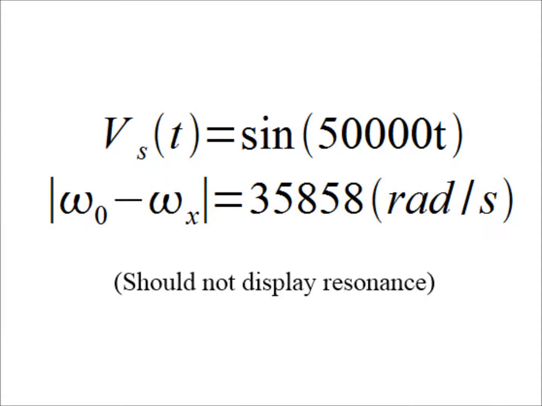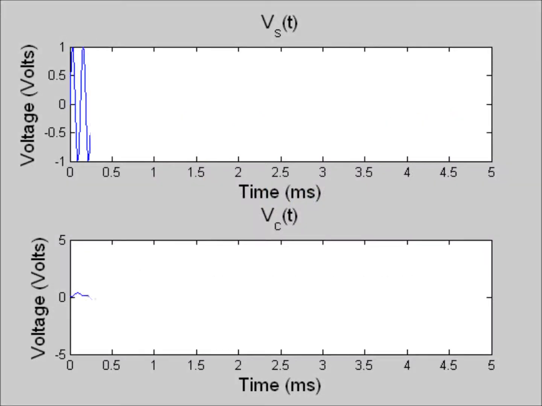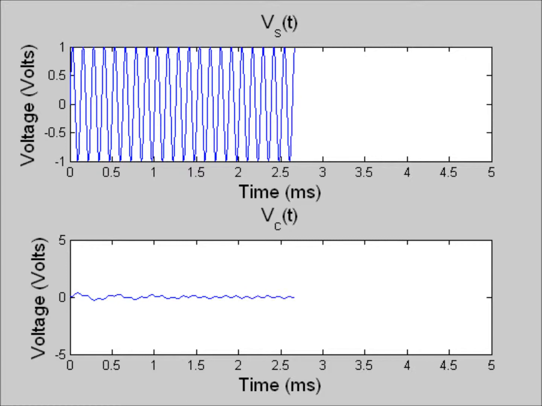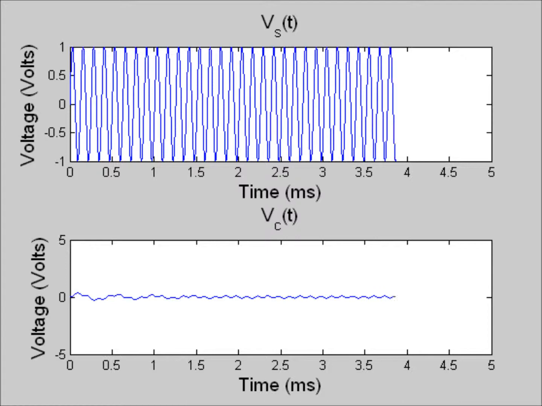So now, just for completeness, we should like to take a look at a 50,000 radians per second signal, which is quite far away from the resonant frequency, just to see what that amplitude looks like. It should really not resonate at all. And as we look at the simulation, we find that that thought process is correct. It's not resonating. The frequency of the input voltage is such that it's trying to get it to resonate at the wrong frequency. So it's just going to keep bouncing around at a very low amplitude and not really get anywhere.